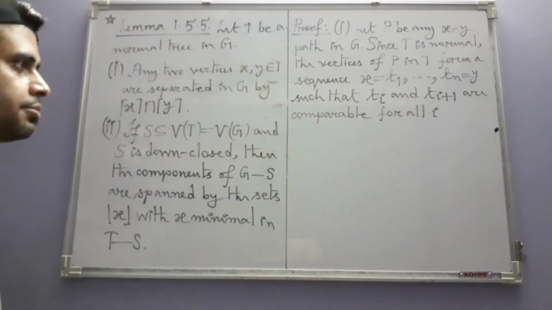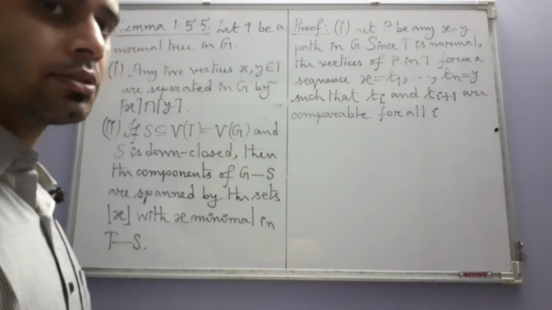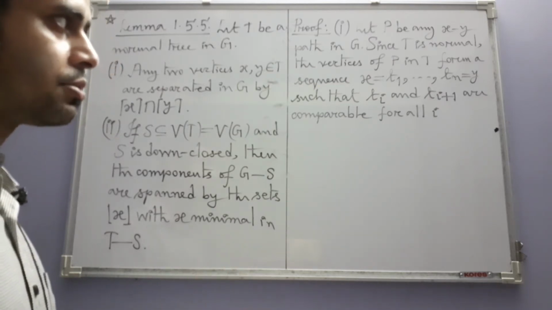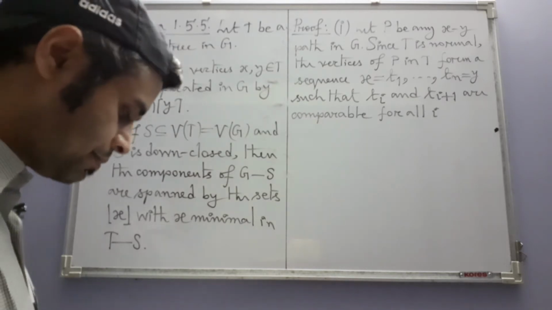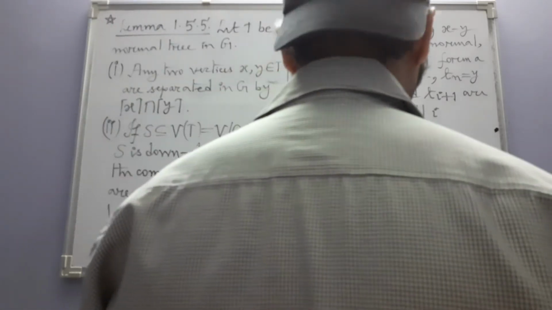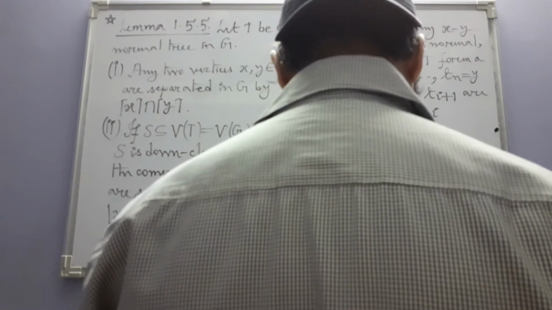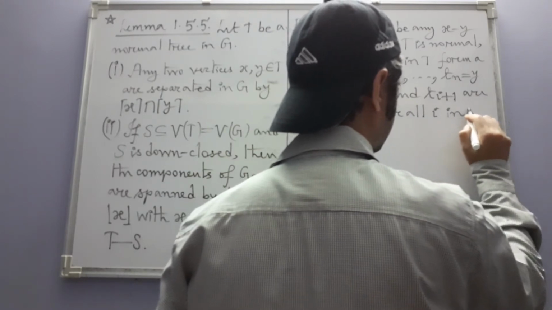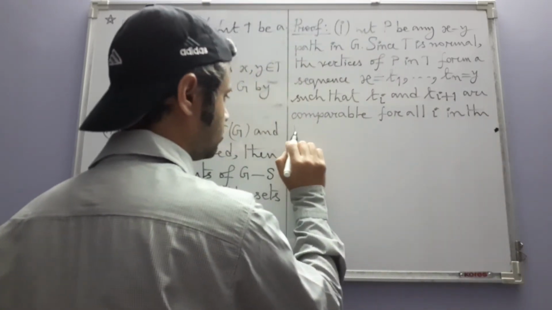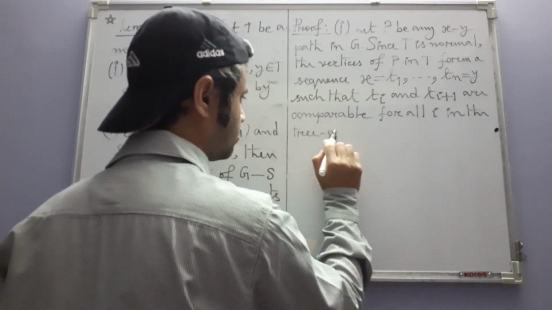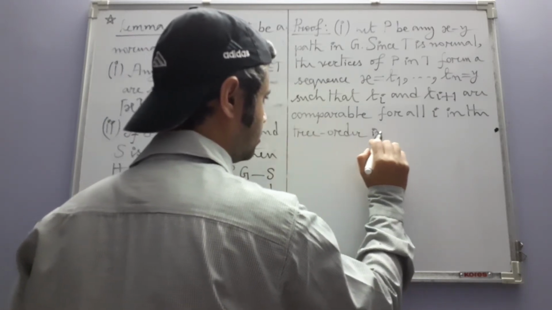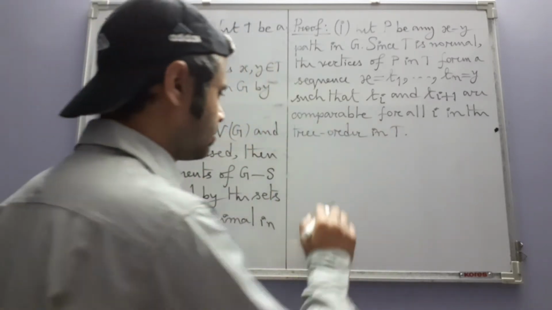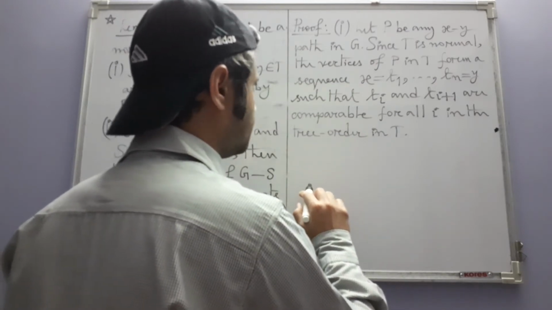That makes sense. I mean, the highest value of i in this context you can take is n minus 1, so that Ti plus 1 becomes Tn. You cannot go higher than that. Ti and Ti plus 1 are always comparable for all i in the tree order in T. What has the author said here? We have to understand that first.